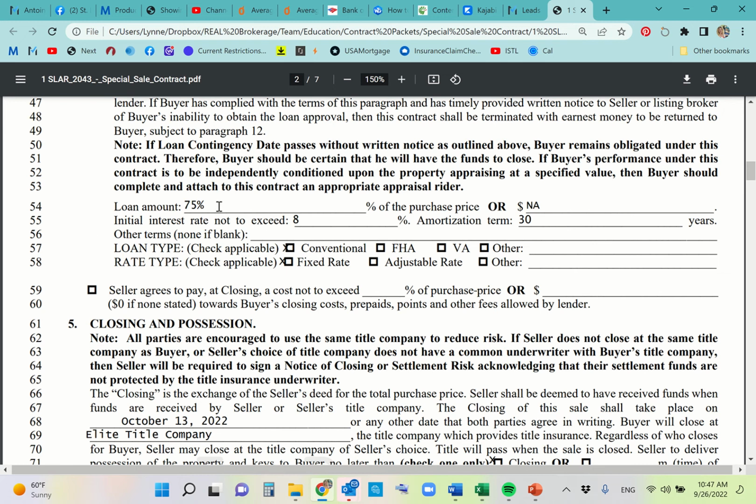So if they are paying 25% down payment, then it's a 75% loan amount. And you're going to put NA in the flat dollar amount, because it's very rare that we have somebody who's going to offer a down payment of a fixed amount, right? But it could happen. Your initial interest rate, typically I'm putting 7% right now in September here, but we could see 8%. So you need to know where interest rates are and have something that protects your buyer.